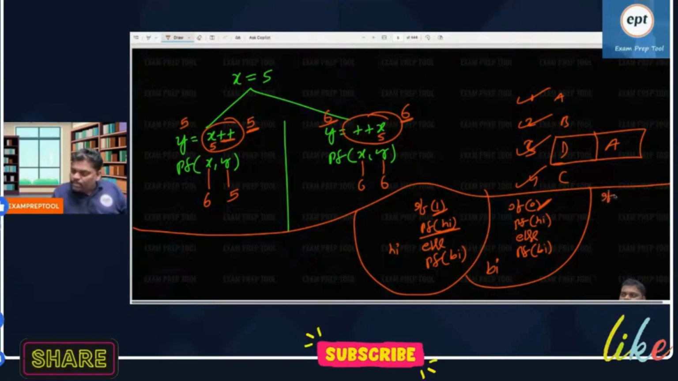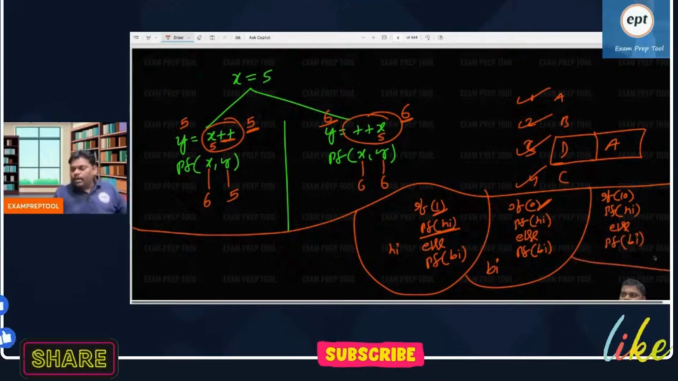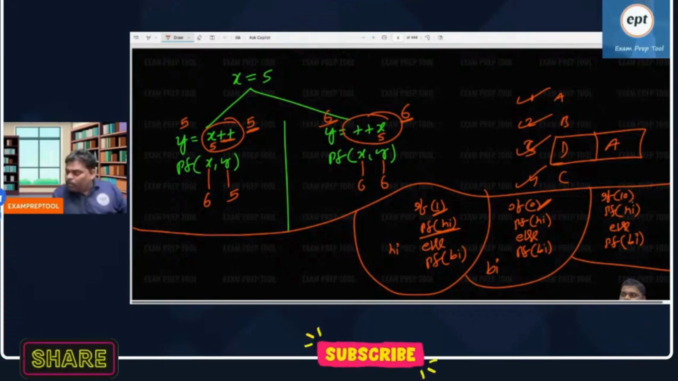Everyone listen. If 10, print high, else print bye. What will it print? If 10, not if 1. Everyone knows, if 1 also prints high, because the condition is true. If 10 also, the condition is true.